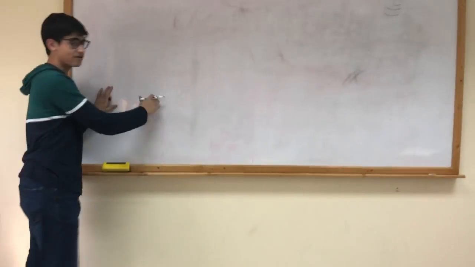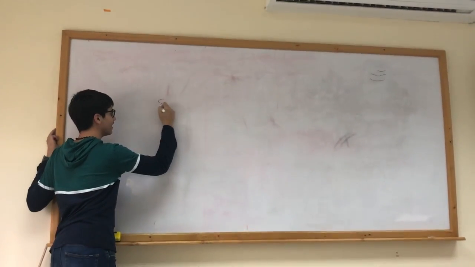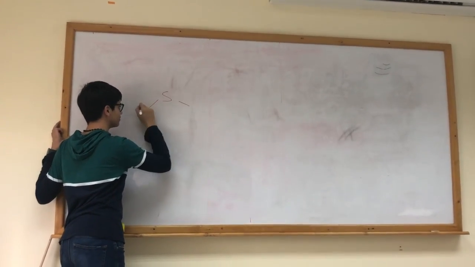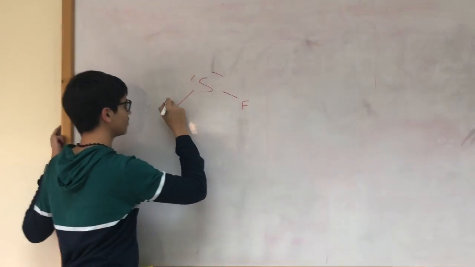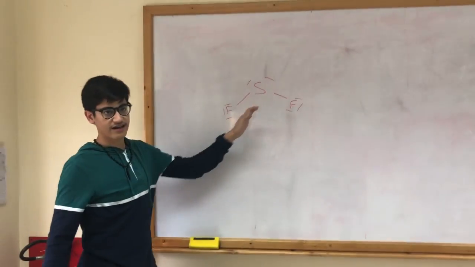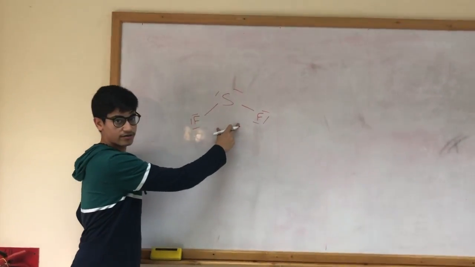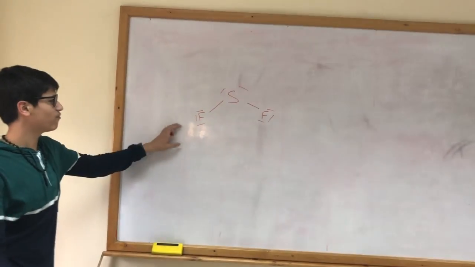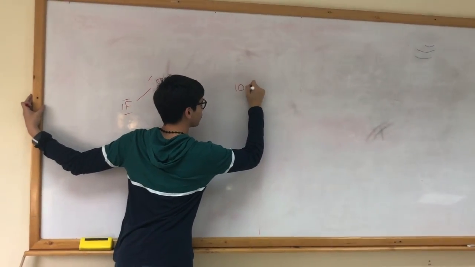So we're going to be starting with the bond angles. Let's take a simple example of SF2. I'm just going to be drawing the Lewis structure. So this is the structure of SF2. As you can see, it is bent. Since it's bent, we know it will have an angle of 104.5.